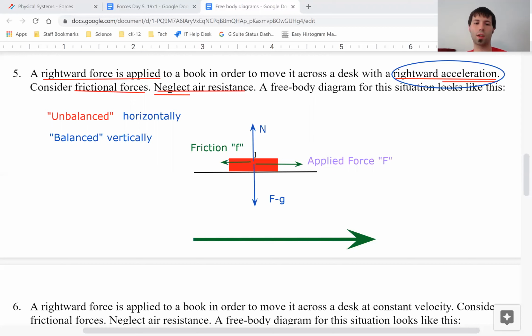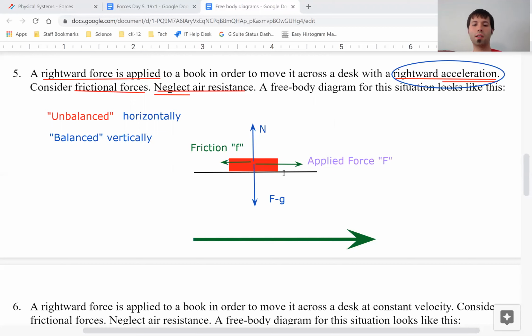Consider frictional forces. Well, I got the force of friction, which is the force that opposes the forward motion. Neglect air resistance. Well, I don't have air resistance on here. A free body diagram, the situation looks like this. Looks good. And I always have to have that gravitational force on here to show that it is being balanced by the normal force.